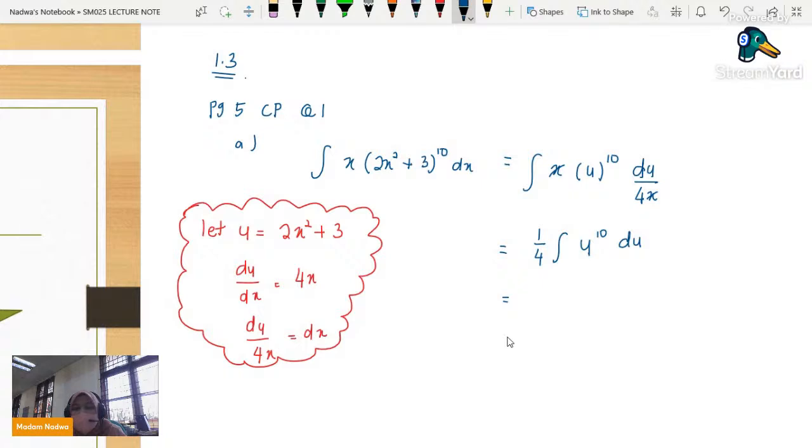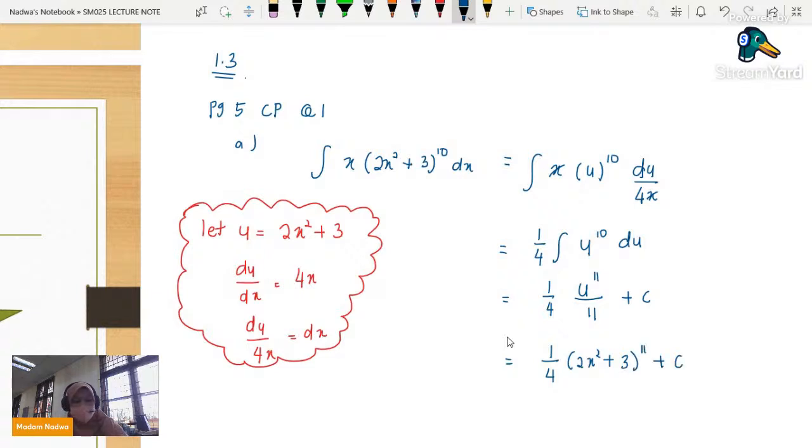So u to the power of 10, bila kita integrate, kita akan dapat u to the power of 11 over 11 plus c. And again, we don't want the answer in terms of u. We want the answer in terms of x because the question asks you in terms of x. So we change back u to our substitution just now. It will become 2x squared plus 3 to the power of 11 plus c.